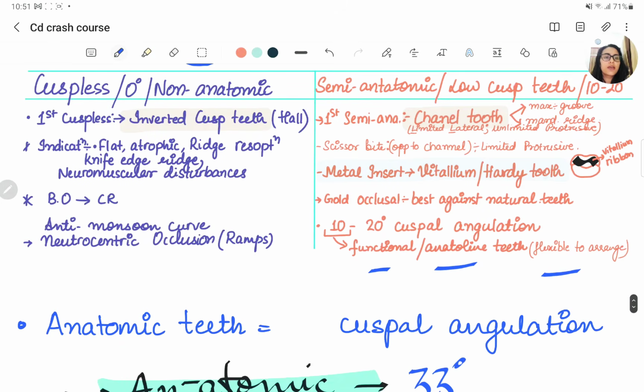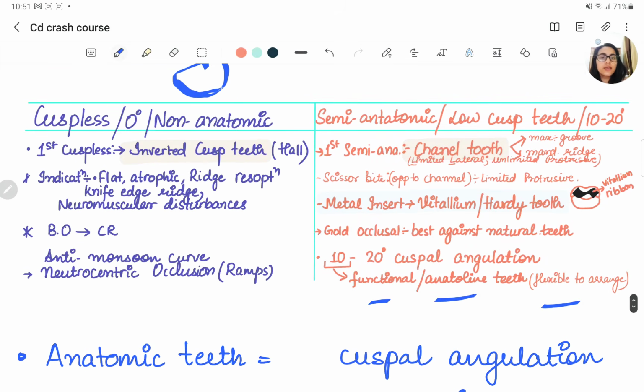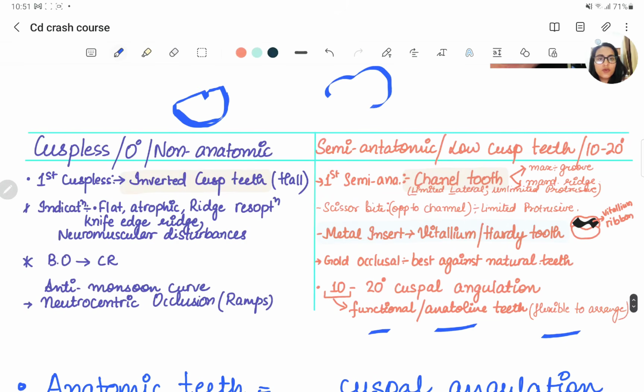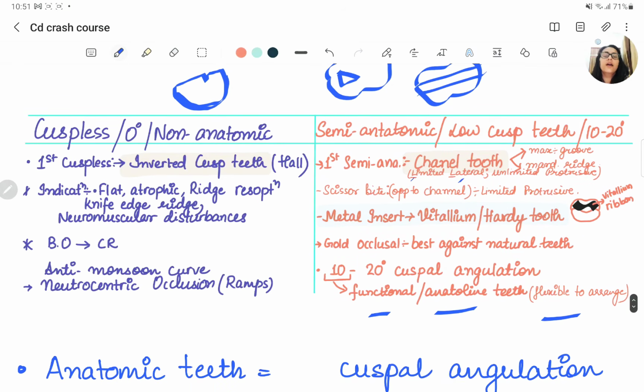So the first semi-anatomic teeth is the channel tooth. In the maxillary, they have given grooves. And in the mandible, if you see the mandibular occlusal surface of these teeth, there are grooves present like this. And in the maxillary teeth, if you see occlusal surfaces, they have given ridges for the channel teeth. So limited lateral and unlimited protrusive movement. Scissor bite is just opposite to these channel teeth, because in the channel teeth there is limited lateral, and in case of scissor bite teeth it is limited protrusive.